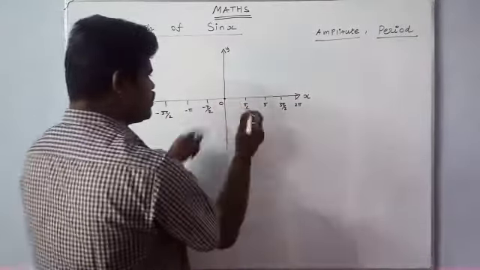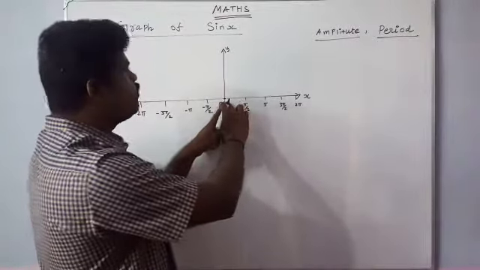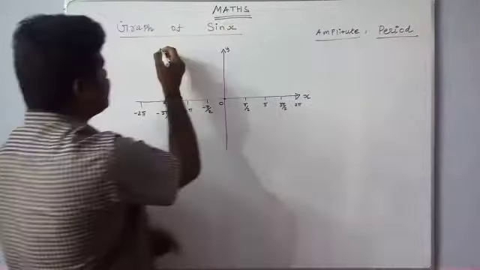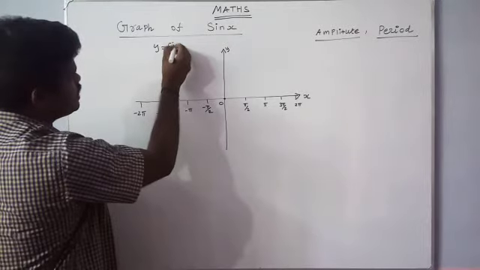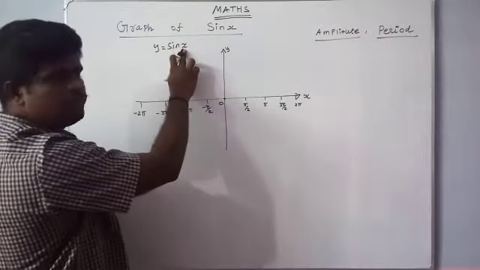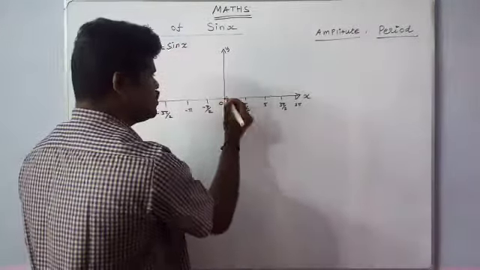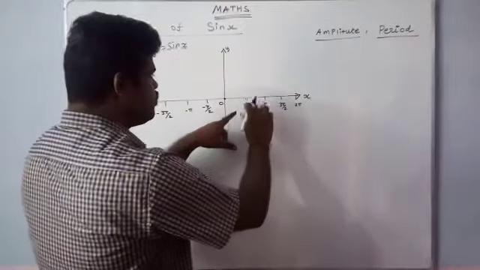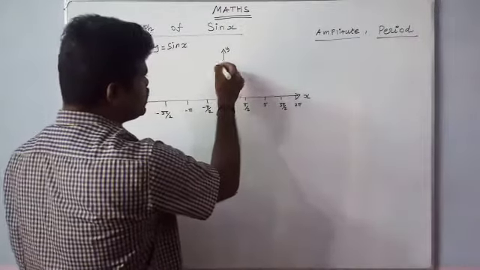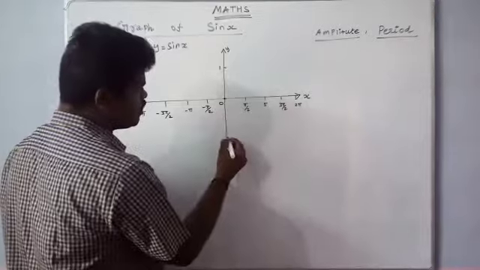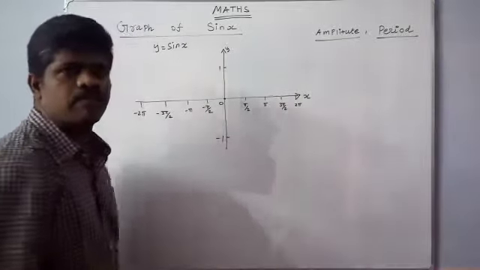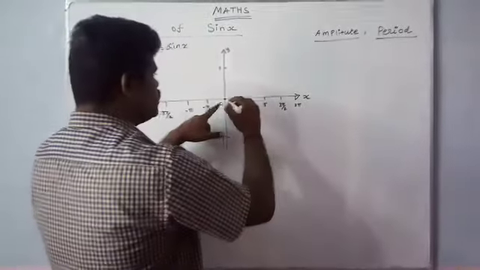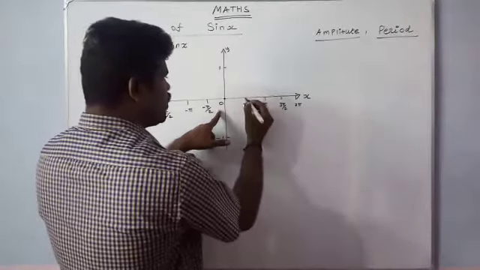First of all, if you put the zero value in y equal to sin x, if you put 0, the answer will be 0. So we plot here, and we put pi by 2. The range of sin x is plus 1 to minus 1. Okay, so now we want to draw the graph at pi by 2.